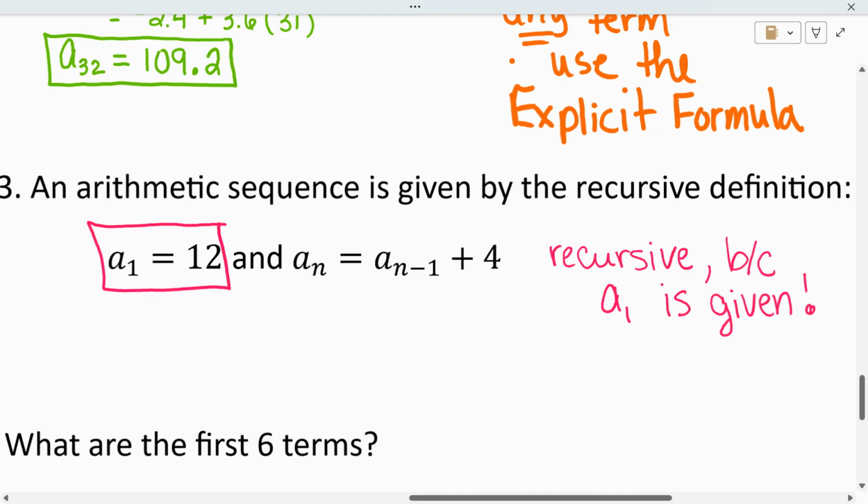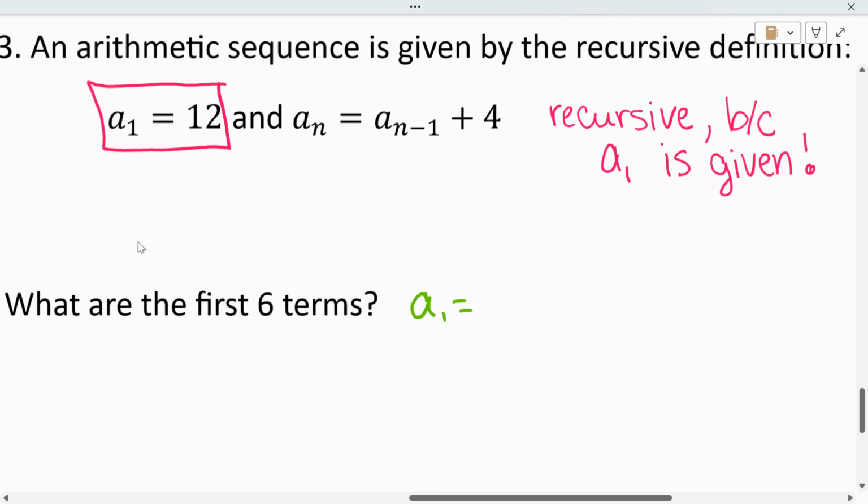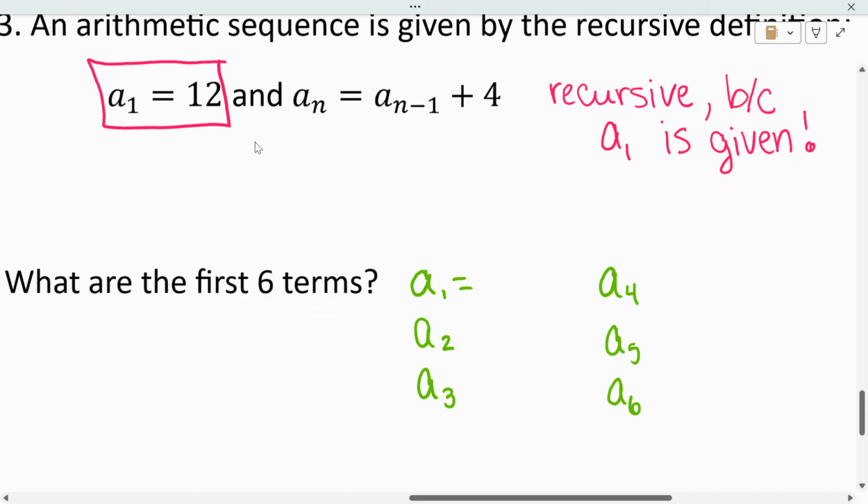Okay? So it's asking you to find the first 6 terms of your sequence. So we need to find a sub 1, a sub 2, a sub 3, a sub 4, a sub 5, and a sub 6. This is what you're going to be given. You're going to be given something like this, and it's going to say, hey, find the first 6 or 7 terms.